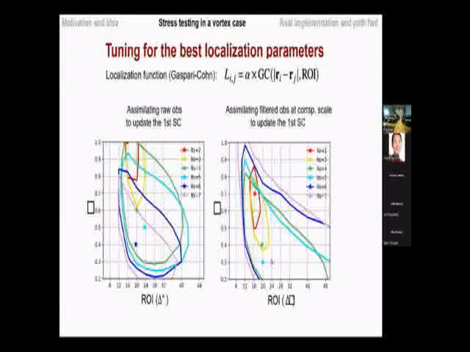So I want to be able to dampen the impact from observation if I wish. Here, apologies for the graphic, you see a square, but that should be alpha. In the vertical direction, alpha is from 0 to 1, and in the horizontal direction, larger and larger ROI. I'm plotting constant contours. First, let me say this is trying to assimilate observation to update the first scale component.